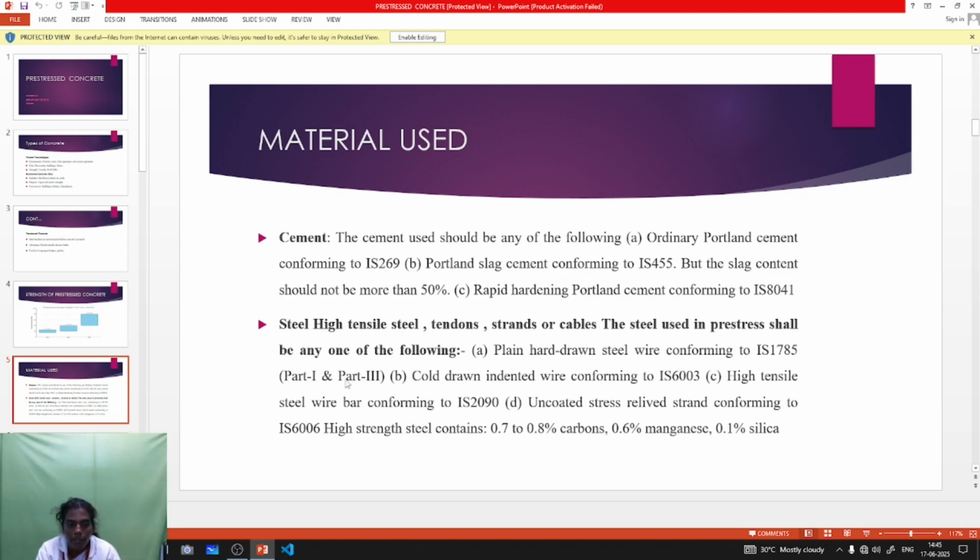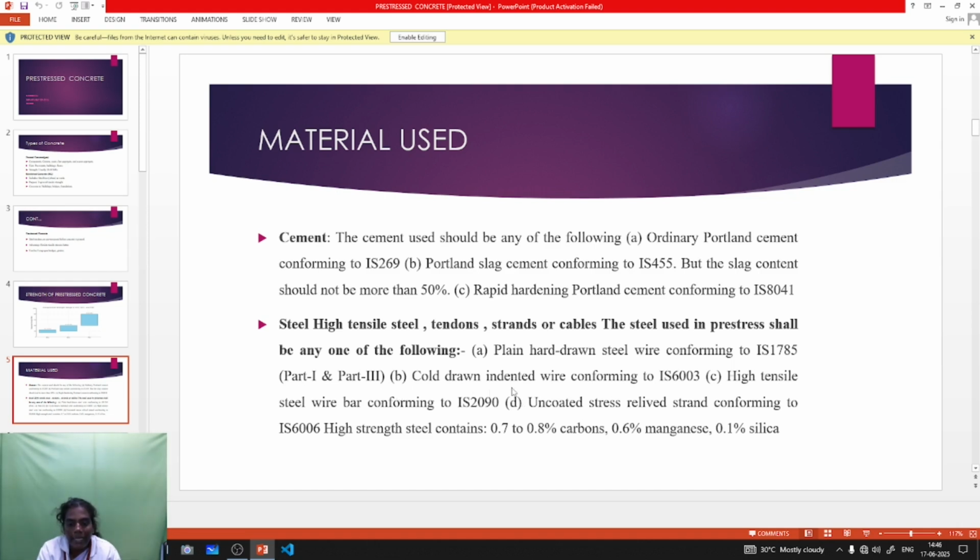Then what type of steel is used? High tensile steel, meaning high yield strength. Normally RCC uses mild steel and HYSD, high yield strength deformed bars, Fe 415, in buildings. Prestressed concrete has a yield strength of 1200 to 2400, so a maximum group of steel wires is combined. One such group is considered a tendon. The tendon is used maximum in prestressed concrete. The steel conforms to IS 1785 Part 1 and Part 3.